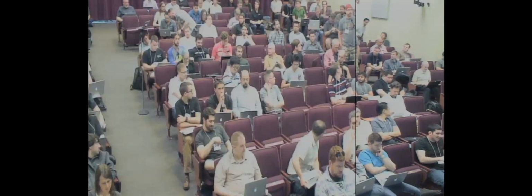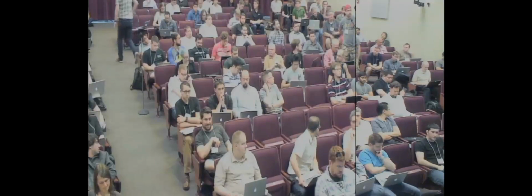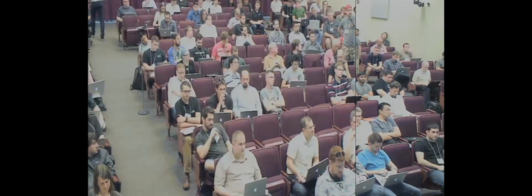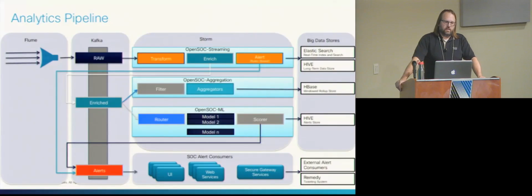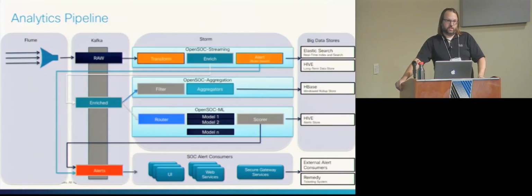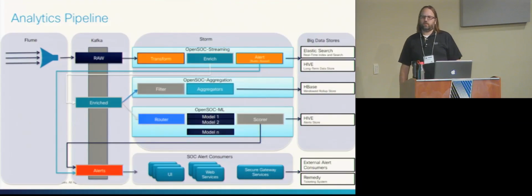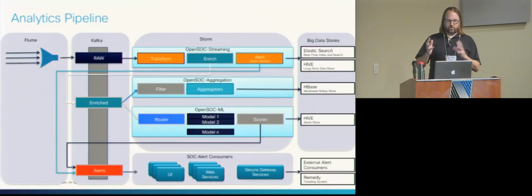I had two questions. One is, are you doing your parsing in Flume, or are you doing that in Storm? The parsing logs out to like a taxonomy or something. Well, depends on what the telemetry source is. In some cases, you want to do it in Flume. But if you can do it in Storm, it's better.